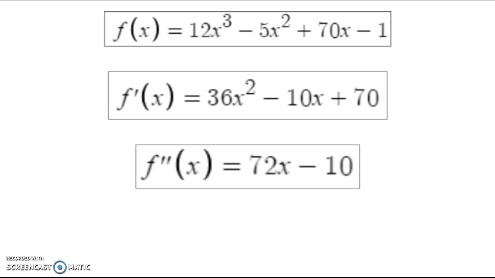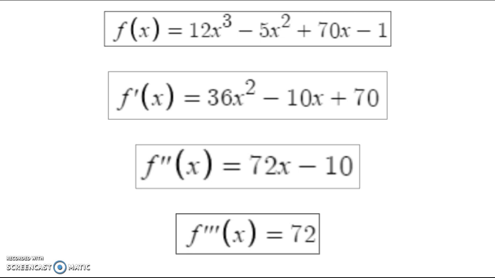Second, we need to find the second derivative of the function, or the derivative of the first derivative. 36 times 2 is 72, and 2 minus 1 equals 1. Negative 10 times 1 is negative 10, and 1 minus 1 equals 0. Finally, 70 times 0 is 0. After we simplify, the second derivative of f of x is 72x minus 10. Finally, we will answer the question by finding the third derivative of the function, or the derivative of the second derivative. 72 times 1 is 72, and 1 minus 1 equals 0. Negative 10 times 0 is 0. After we simplify, we find that the third derivative of f of x equals 72.